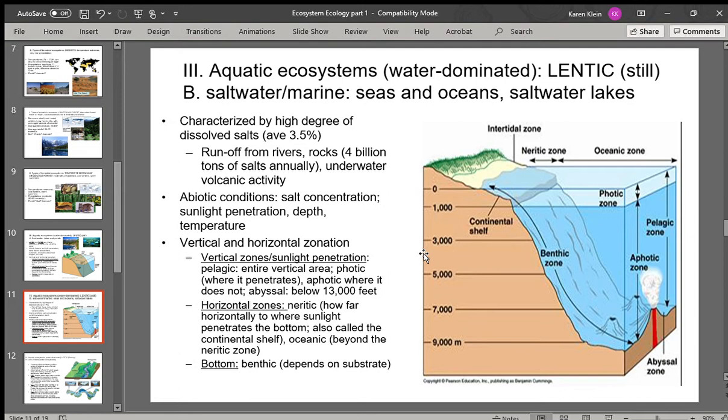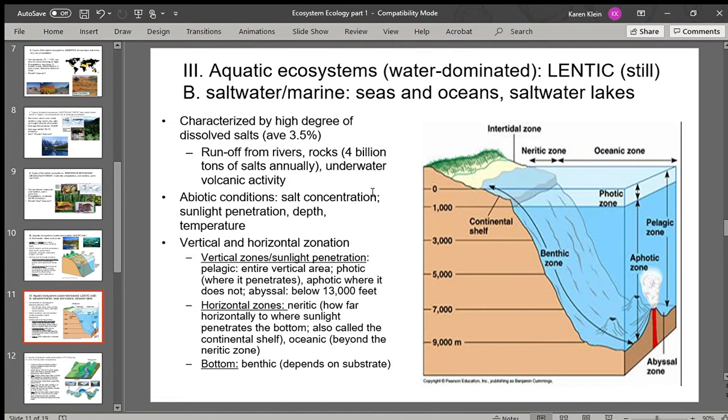Another aquatic ecosystem that is still is the saltwater or the marine seas, oceans, and lakes. So these are very, very similar as far as the abiotic conditions that set up what living things can be there. Of course, it's water, that is your medium. And here it's salt water to a much higher degree than what we would refer to as a freshwater pond or lake, because there are technically dissolved salts in freshwater ponds and lakes, but very, very, very little.